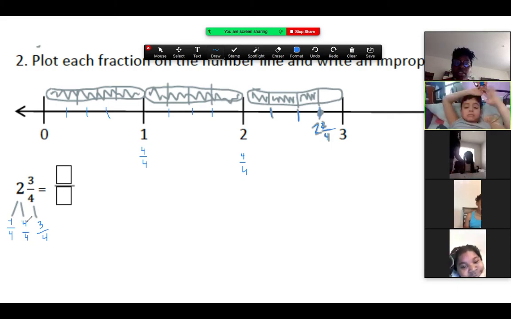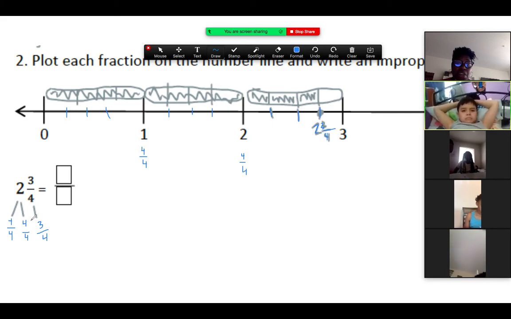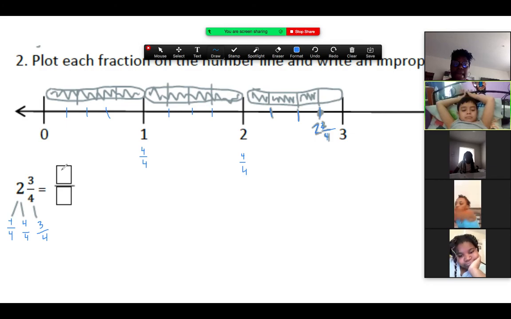So now I need to count up how many fourths I have. 4 plus 4 more gives me 8. Plus 3 more gives me 11, right? So I'm at 11/4.